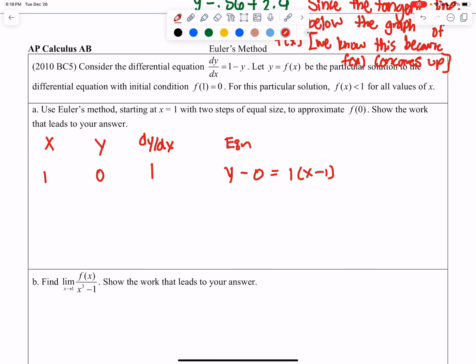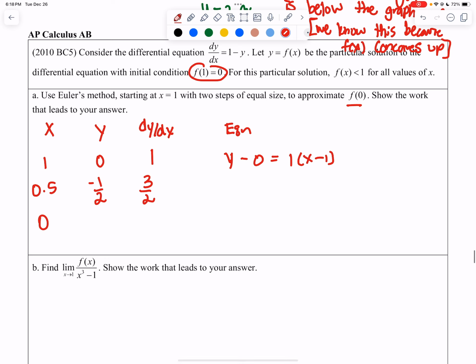Since I am approximating f of 0 and we're starting at 1, this tells me that I have 0.5 right here, or 1/2. All right, and then I have 1 minus y. To figure out what that is, I'm going to have 1/2 right here, which means that I have negative 1/2 as my y value. 1 minus negative 1/2 is going to give us 3/2 as my slope. And then we can approximate what f of 0 is.